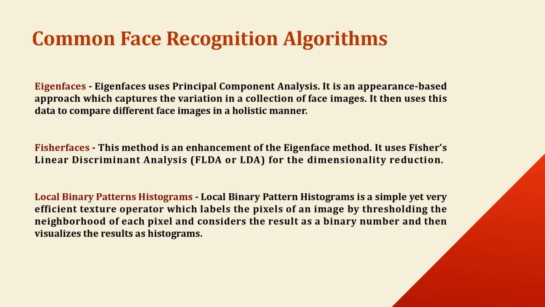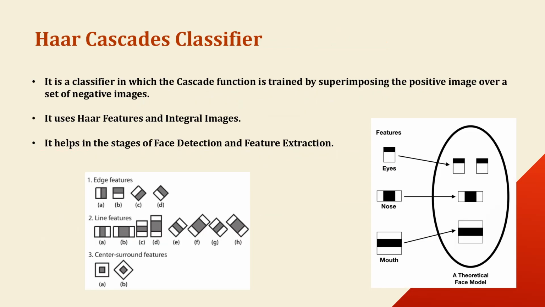But first, we will talk about another classifier that we are going to use, the Haar Cascade classifier. Haar Cascade is essentially a machine learning based approach where a cascade function is trained from a lot of positive and negative images. It is used to detect objects in other images. It has a few components: Haar feature selection, creating integral images, and cascading classifiers.